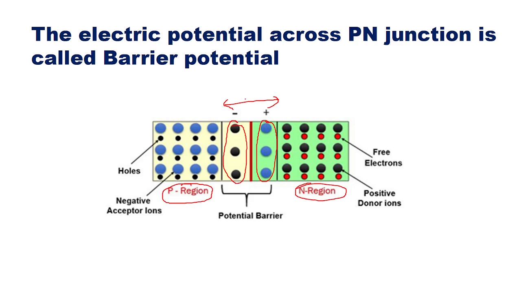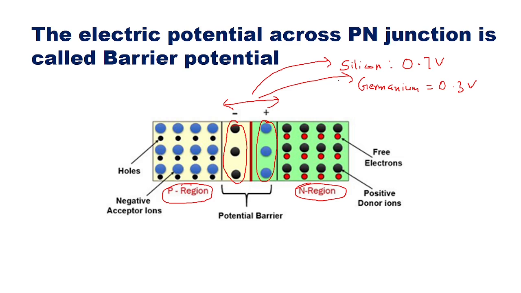Now, what are the parameters on which this barrier potential depends? The first parameter is the semiconducting material. Silicon will have a barrier potential of 0.7 volt, and germanium will have a barrier potential of 0.3 volt. So definitely this electric potential, called the barrier potential, will depend on the type of material, whether it is silicon or germanium.